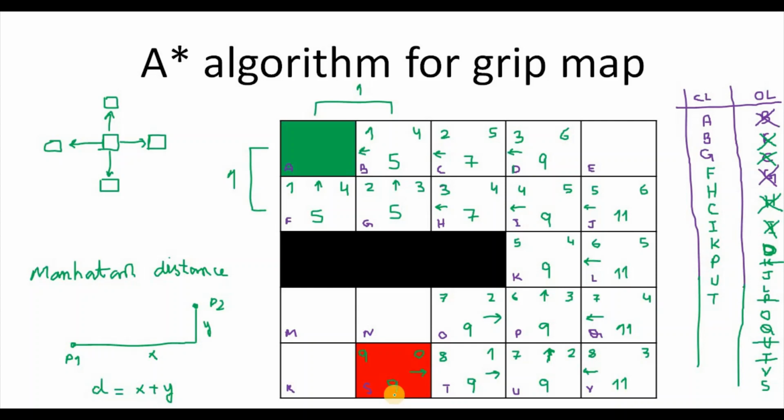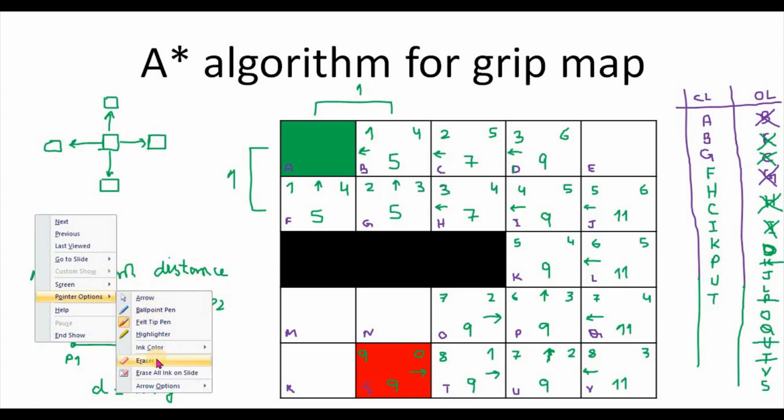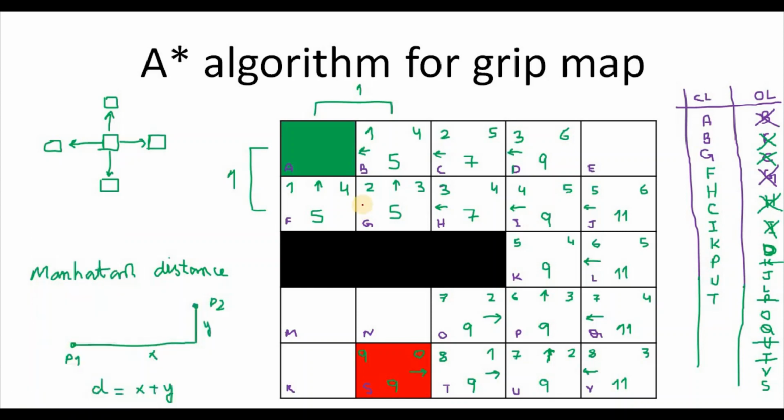Now we shall see how to locate the path. Let's change the color of our pointer and make it a little bit brown.